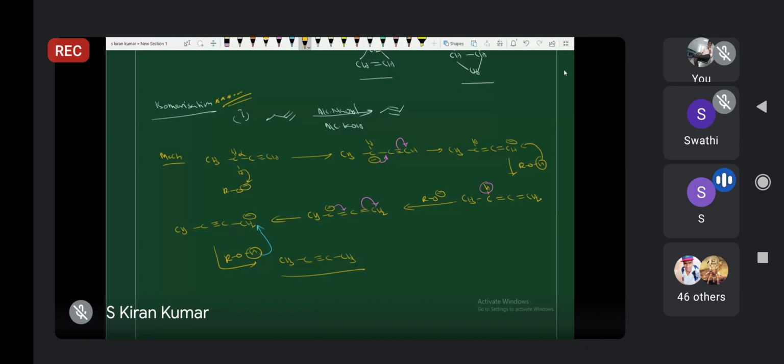Conversion of one isomer to another isomer is called isomerization. Okay, this is the 1-alkyne to 2-alkyne conversion mechanism. This mechanism is important. Like this, 1-butyne is rearranged to 2-butyne.